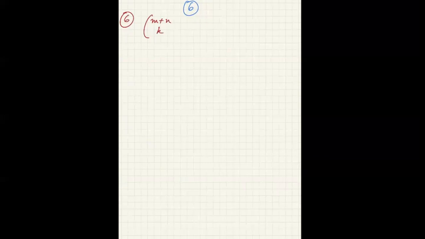Now, what other applications can you get of the binomial formula? So we had 5, 6. Here's one which is quite important. Let's say we want to calculate the binomial coefficient m plus n choose k. Well, this one is going to be a summation. Let me put j here from 0 to k of m choose j times n choose k minus j.